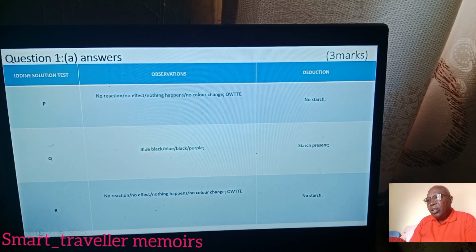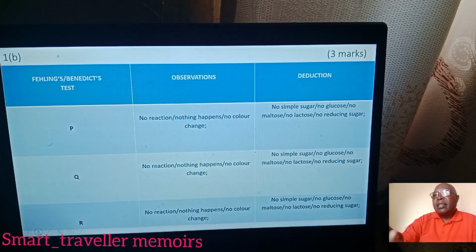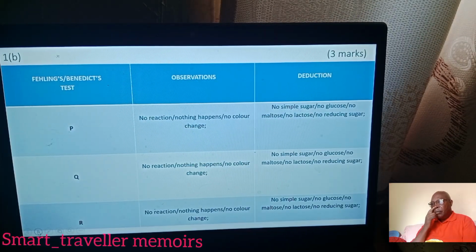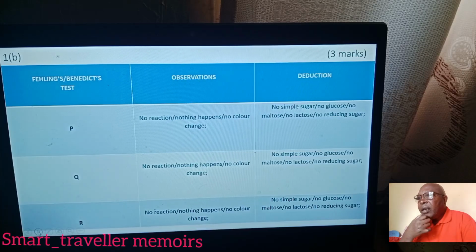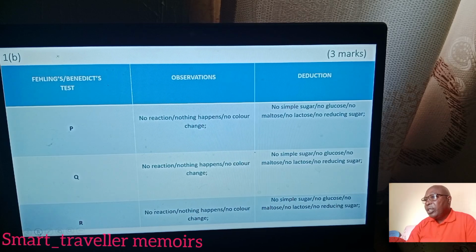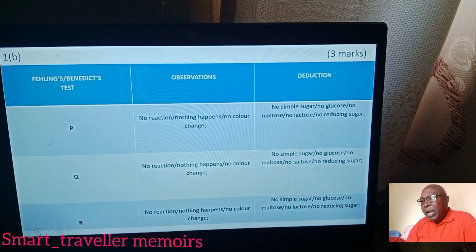R: no reaction, no effect, nothing happens, no color change. Any of those or ones to that effect, no starch. 1B, Benedict's test. P: no reaction, nothing happens or no color change. You can say any of those. And the deduction is no simple sugar, no glucose, no maltose, no lactose, no reducing sugar. You can get any mark from those.